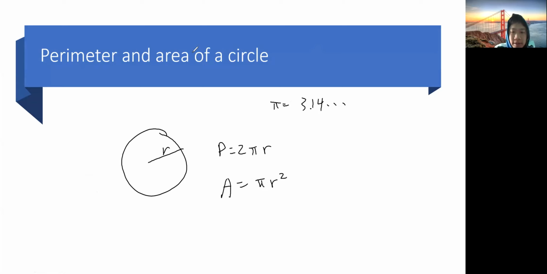Okay. There's a special word for the perimeter. It's called the circumference. It's a special word for perimeter. It's basically the same thing. Okay. So when something asks you for the circumference of a circle, you're just going to give them the perimeter.